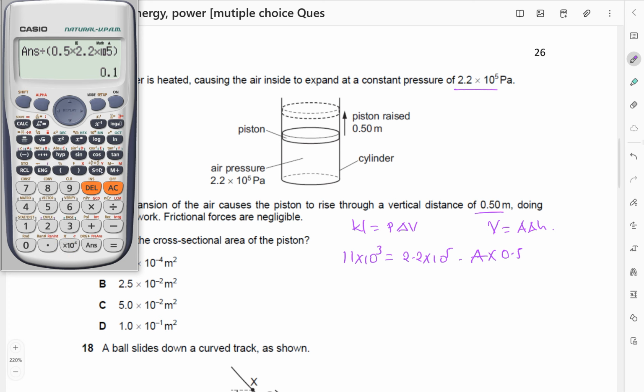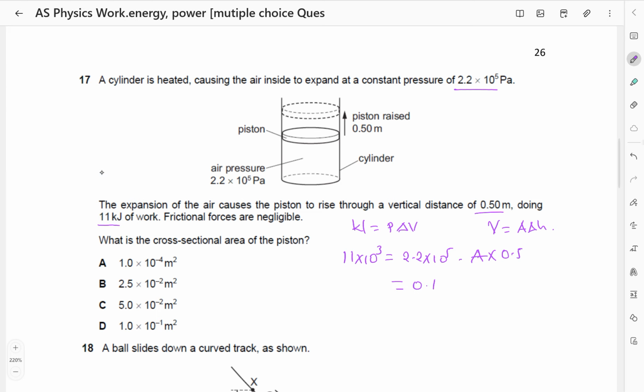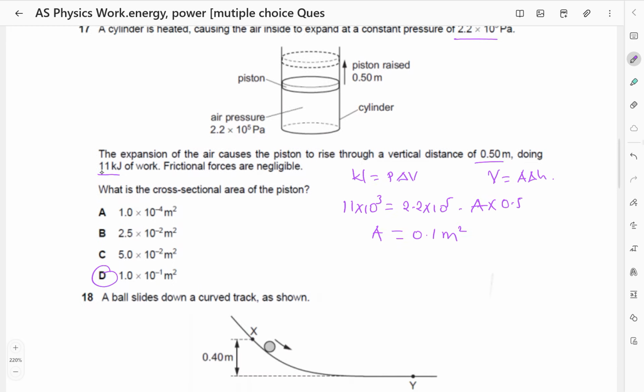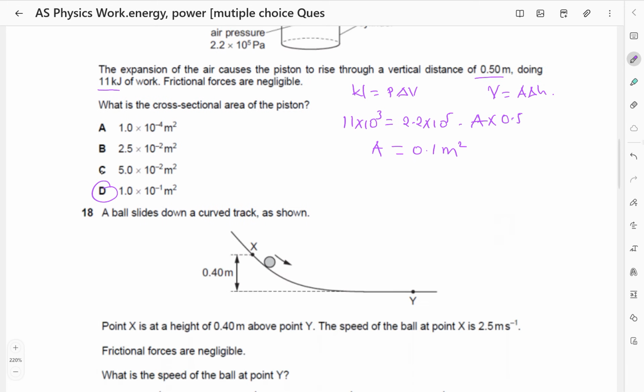So this is giving me 0.1 meters squared as the area. And that makes the answer to be D, 1.0 times 10 power negative 1.